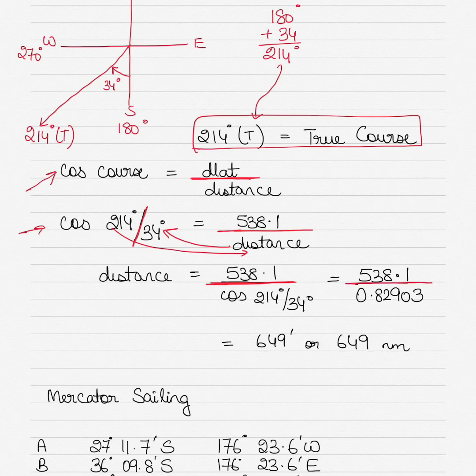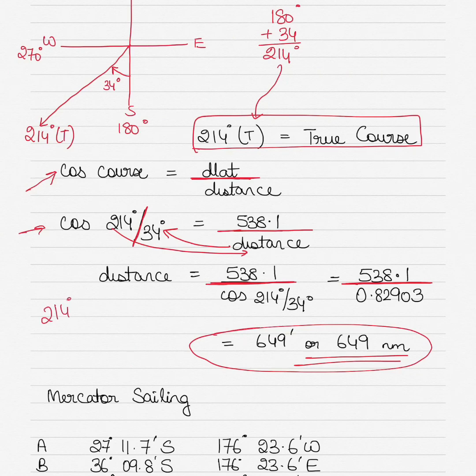In one case you will get a negative answer. So 538.1 divided by 0.82903 will give you 649 minutes, or 649 nautical miles. That's my distance. So I know that I have to steer a course of 214 degrees true and travel a distance of 649 nautical miles if I am using plain sailing. I have got half of the answer already.